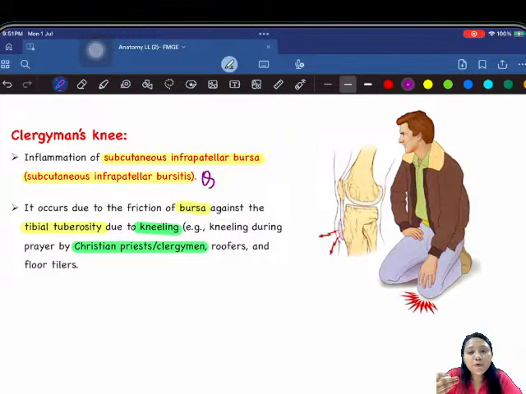ठीक है, तो if they ask you about prepatellar bursitis, prepatellar, पेटेला के आगे जो housemaids में होता है, that is the housemaid's knee. And if a clergyman is kneeling down praying for a long time and infrapatellar bursa में inflammation हुआ, then it is clergyman's knee. So infrapatellar clergyman, prepatellar housemaid.